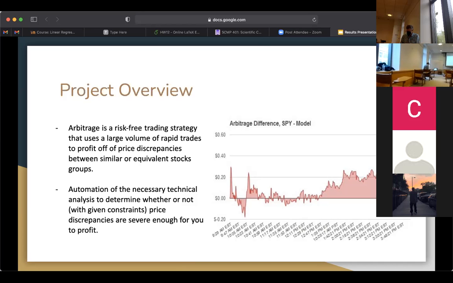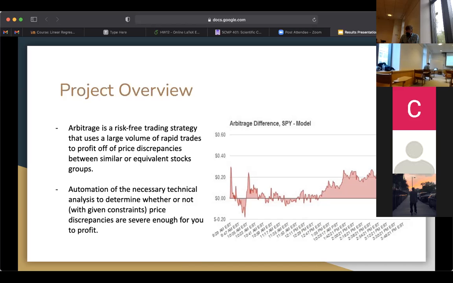So in the example, say the S&P index is cheaper than the actual bundle of the 500 shares, you would be buying the S&P 500 index and selling the actual bundle of shares and expecting those prices to converge, and you would make a profit off of the price discrepancy.